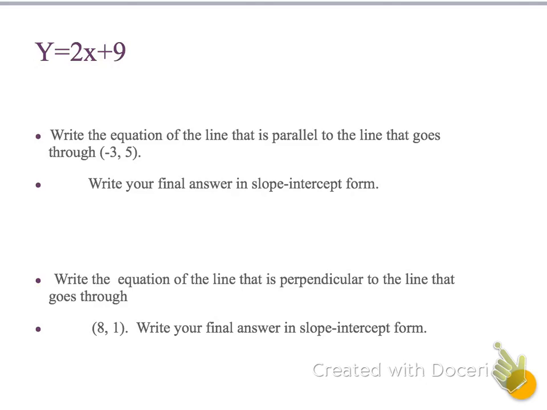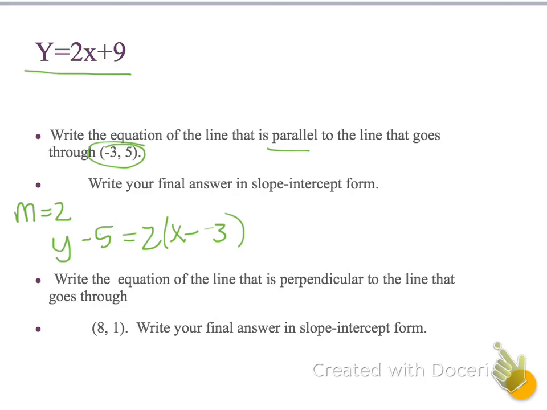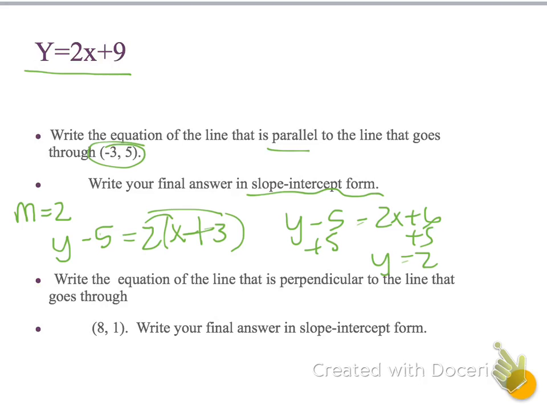Okay, write an equation of a line that is parallel to the line that goes through negative 3, 5, so we're using this line here. Write your answer in slope-intercept form. Parallel means the slopes are the same, so we're using this slope and this point. So I'm going to do my y minus 5 equals the slope I just found, x minus negative 3. Two negatives change to a positive. We got to distribute because it needs to be in slope-intercept form. So y equals mx plus b. So y minus 5 equals 2x plus 6. Add 5. Y equals 2x plus 11. That is my final answer.